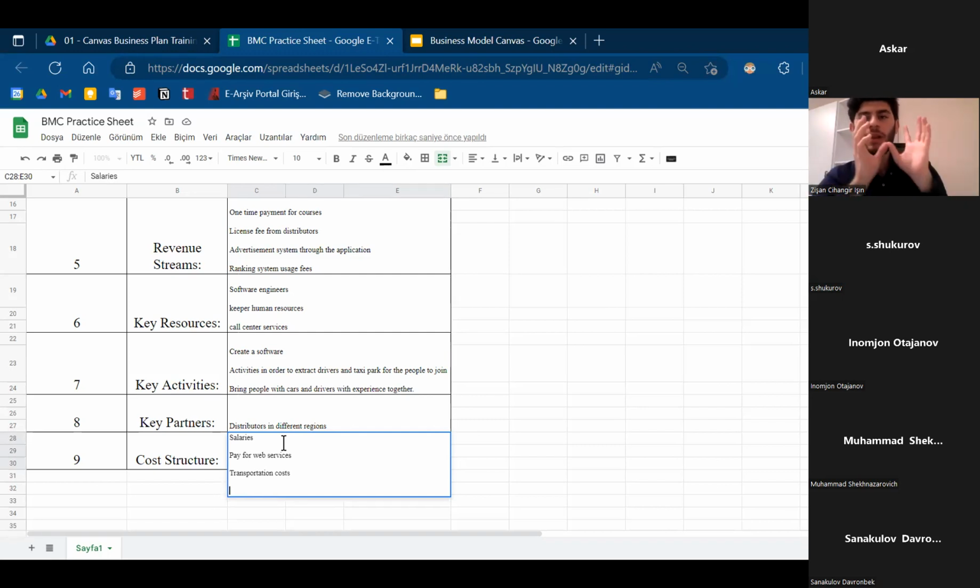Like, is there certain equipment expenses you need? Advertisement costs. Okay. What else?